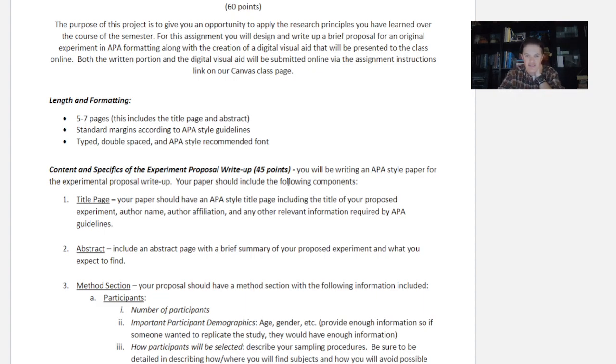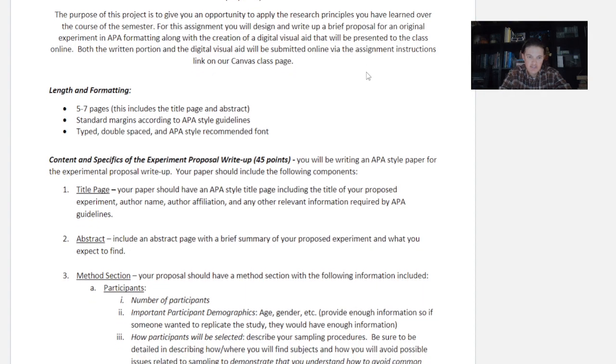You're going to end this class with a big project. It's worth 60 points, so it's more than an exam. And the purpose is to give you an opportunity to apply all the research principles you've learned over the course of our semester. For this assignment, you will design and write up a brief proposal for an original experiment in APA formatting, along with the creation of a digital visual aid that will be presented to the class online. Both the written portion and your visual aid will be submitted online through the assignment instructions, which will be due that last week of the semester.